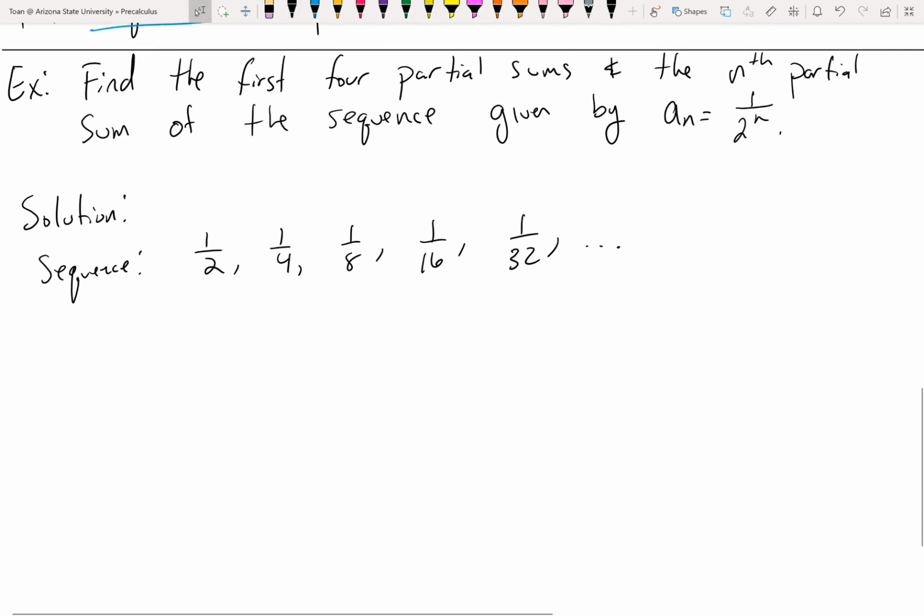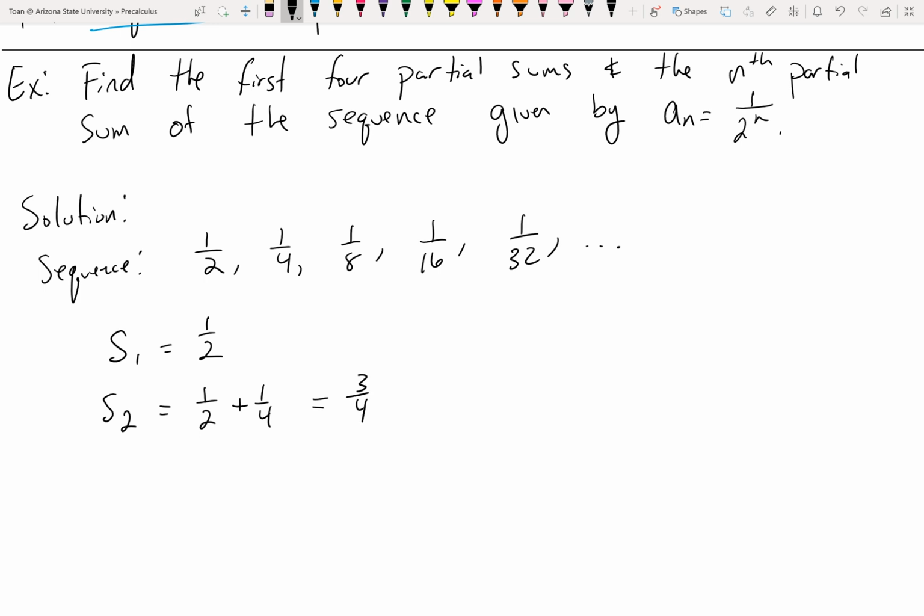So let's find the first four partial sums, and it should be fairly simple. You're just adding up the numbers. So s sub 1 is adding up the first one number. That's easy. S sub 2 is adding up the first two numbers. So if we do a little quick math, 1/2 plus 1/4, that's 2/4 plus 1/4 is 3/4.